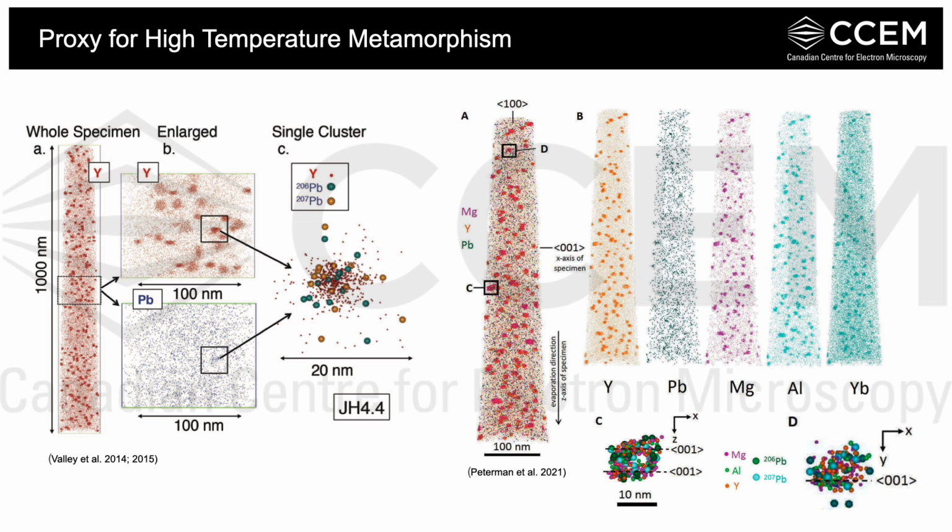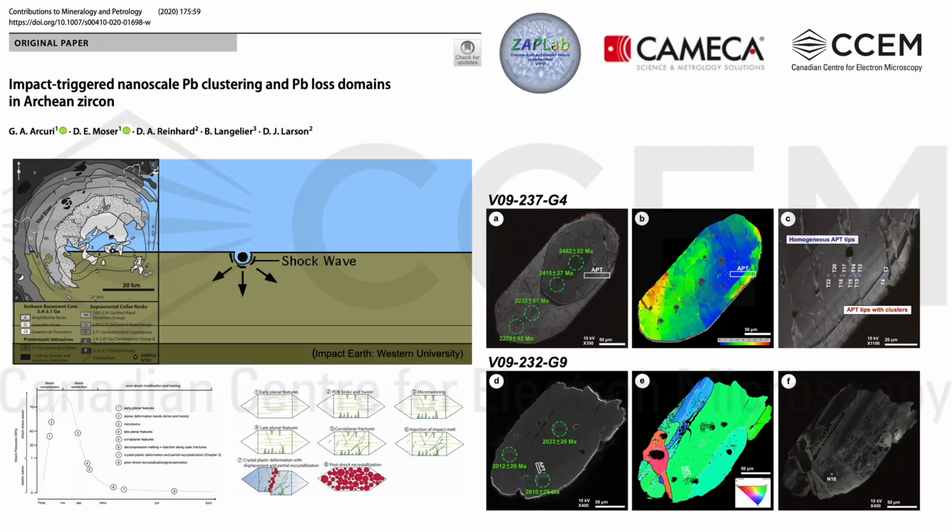So these results are actually very important because the identification of these clusters in our Atom Probe data of zircon can now serve as a proxy for high temperature disturbances in old grains. So with that idea, we wanted to look at another environment where we would expect evidence of high temperature disturbances to be preserved in our zircon grains. And what better environment than a shocked zircon from the center of a giant impact crater.